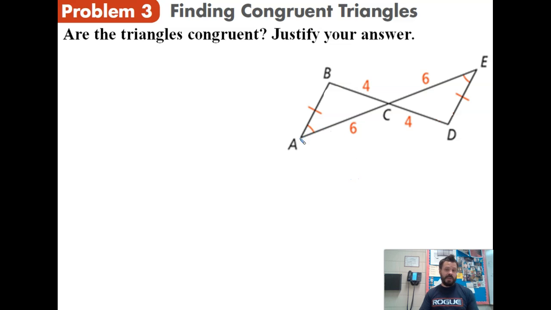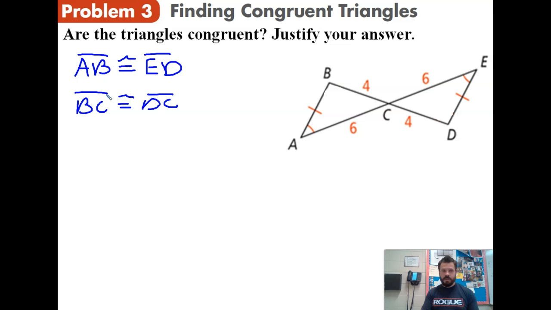I can tell right away that AB is congruent to ED, because they're both marked congruent with a single tick mark through them. Same thing, I can say that BC is congruent to DC because they both have a length of 4. And then also I can tell right away that AC is congruent to EC because they both have a length of 6.